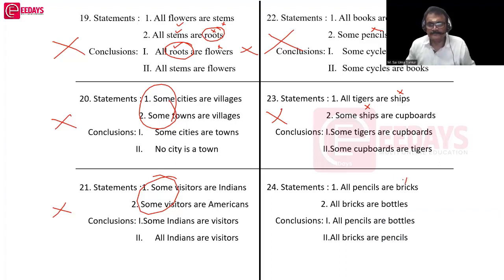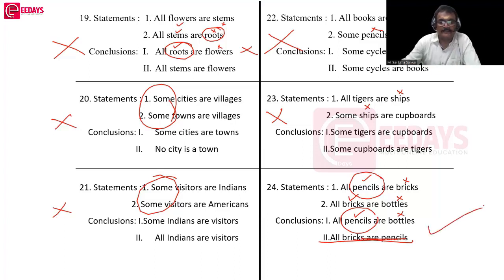Bricks. Yes. Here, the middle term is distributed. Next, the middle term should not be there in the conclusion. So, strike out the second one. Why? Because bricks is the middle term. Now, you check the first one only. Pencil and bottle. In this conclusion, pencil is distributed. This term is distributed in the statement also. So what happened? The first one is a valid mediate inference.